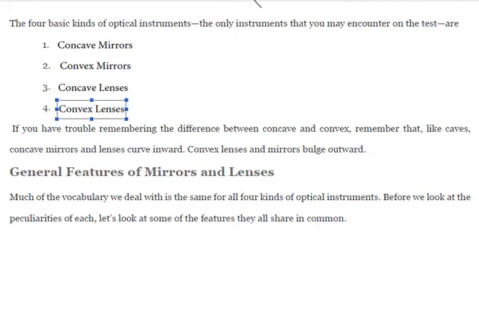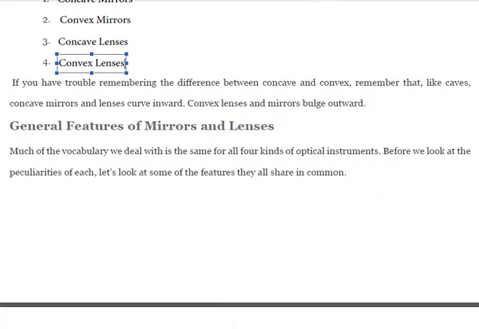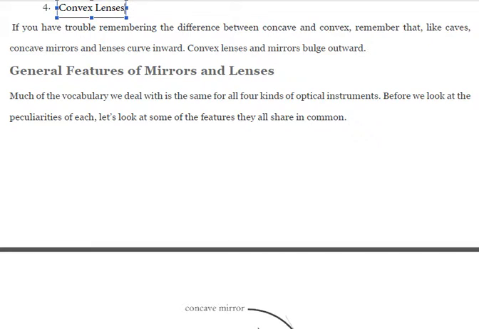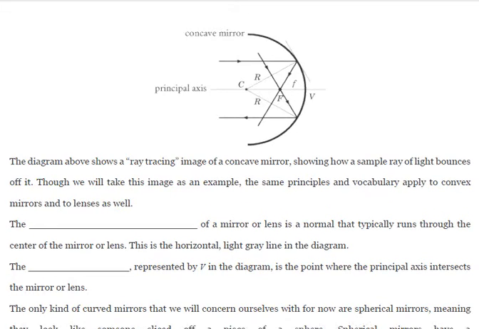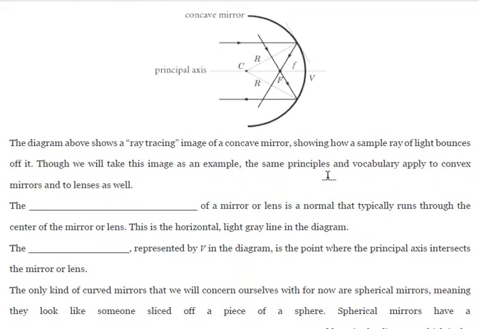Alright, so in general they have a few characteristics that are the same. A lot of the vocabulary that we're working with is going to have the same meaning for all the different instruments. So before we look at each one individually, let's start out looking at the things that they have in common. We have a little diagram here of a concave mirror. The shiny surface, you could tell, would be where all the light rays are reflecting.